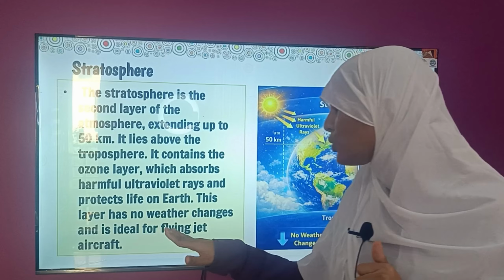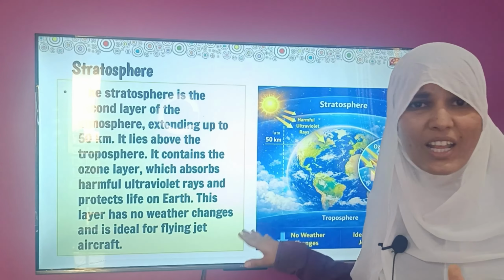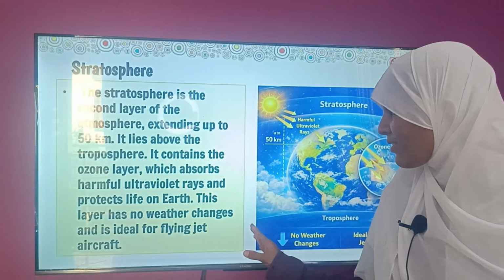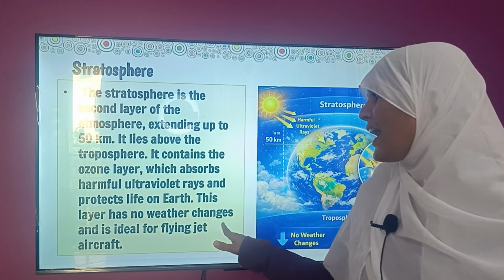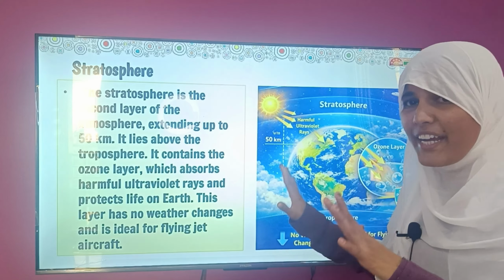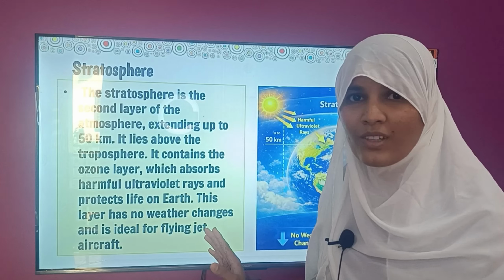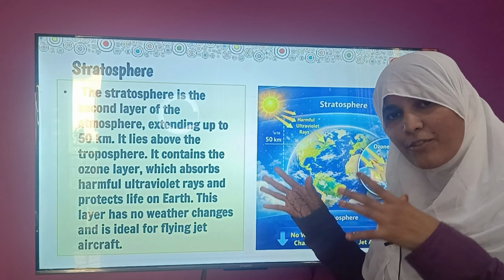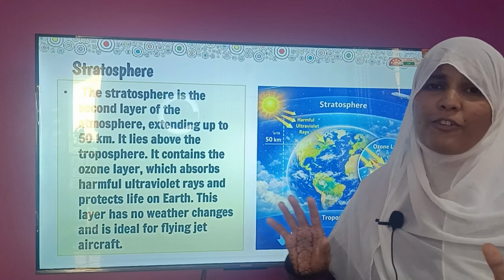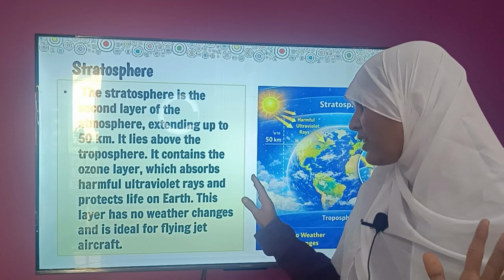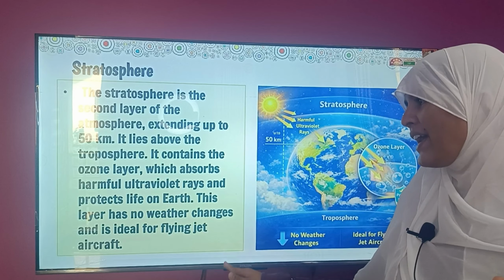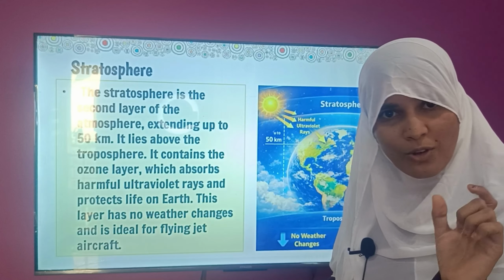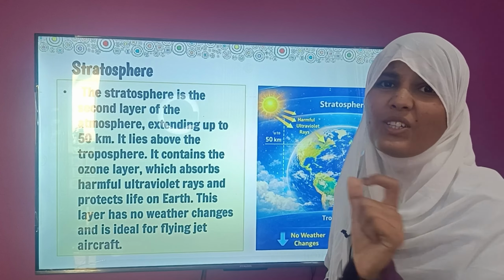This layer has no weather changes. No wind, no rain there. It is ideal for flying jet aircraft, because there is no disturbance. The aircraft can fly smoothly and safely. That's why this layer is also known as the safe flying zone.